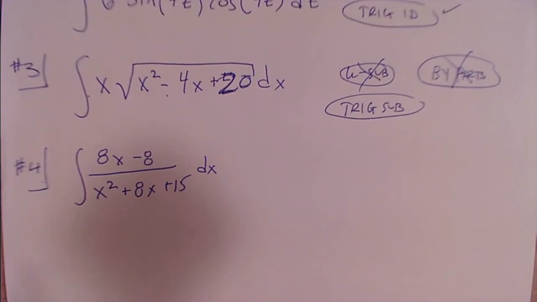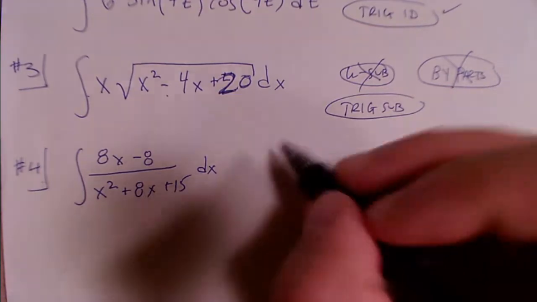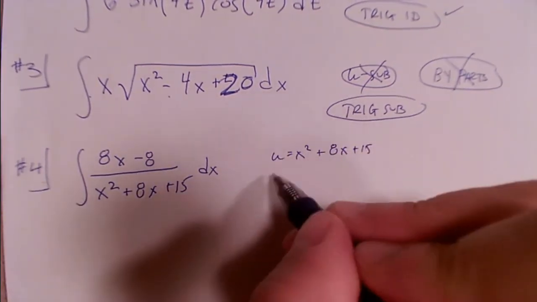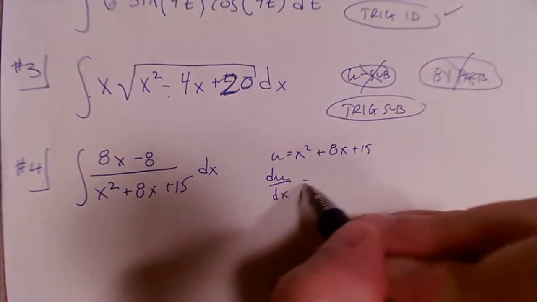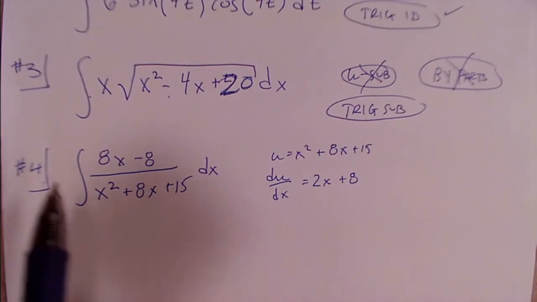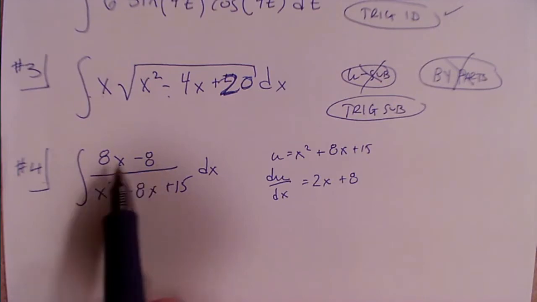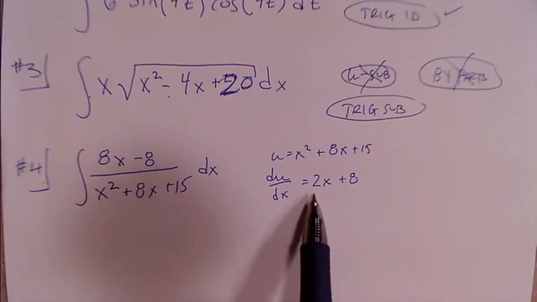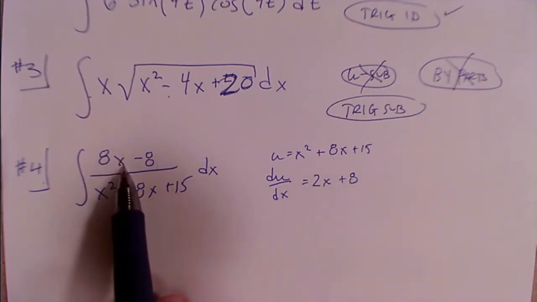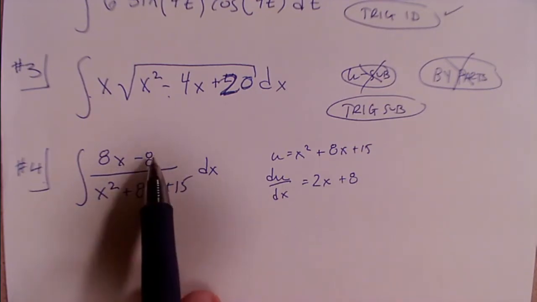So let's go through the list. A u sub is promising. If I call this bottom u, that's going to be x squared plus 8x plus 15. And if I differentiate u with respect to x, that's a 2x plus 8. But the problem is, this derivative isn't a constant multiple of this thing right here. If this were like an 8x minus 8 or 16x minus 16 or something like that, if this derivative were a constant multiple of that right there, it would cancel with a u sub.